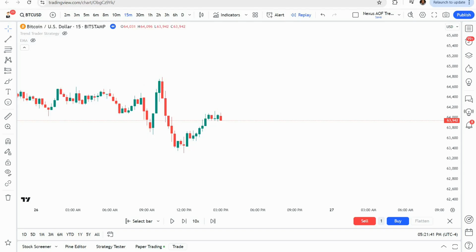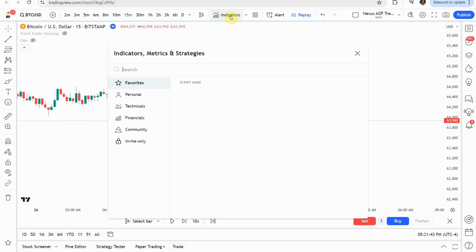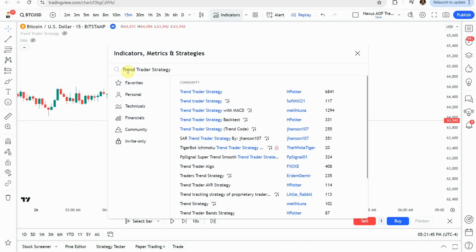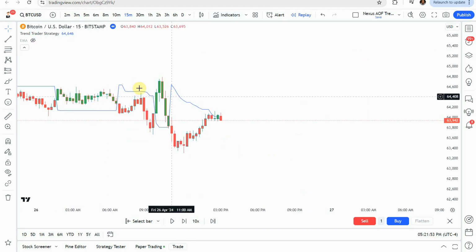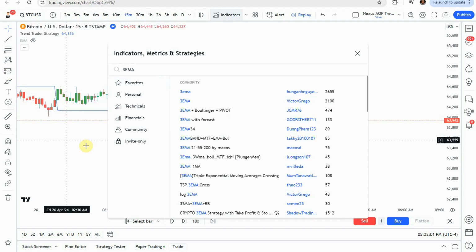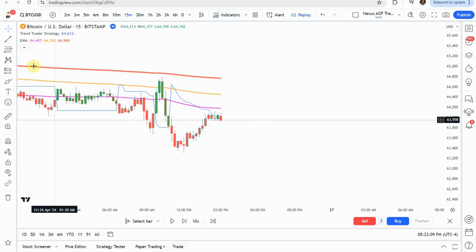on screen now. And the first indicator we will add to screen is going to be the trend trader strategy. That's one right here. Go ahead and click on that and add it to the screen, and it will pop up looking like this here. We'll keep all the settings on the default with that one, and the next indicator we will add to the screen is going to be the 3 EMA, this one right here. Go ahead and click on that and add it to the screen.